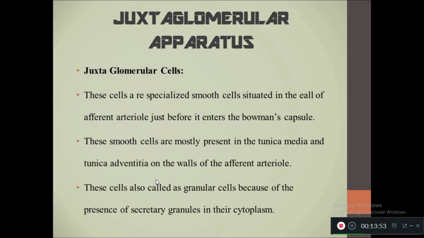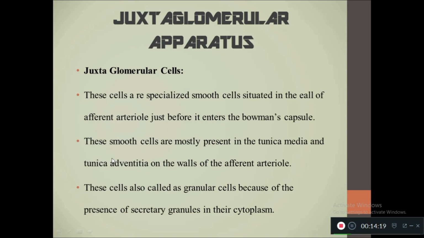Now, juxtaglomerular cells. These cells are specialized smooth muscle cells situated in the wall of the afferent arteriole just before it enters the Bowman's capsule. So these cells are present in the wall of the afferent arteriole just before it enters the Bowman's capsule.